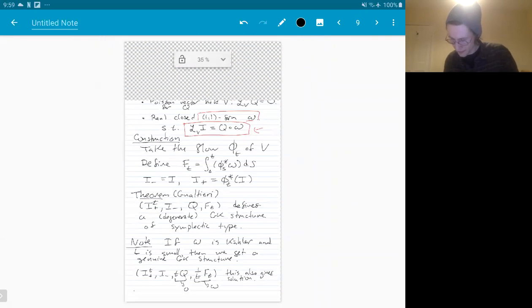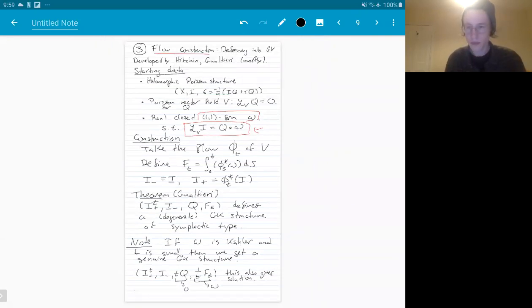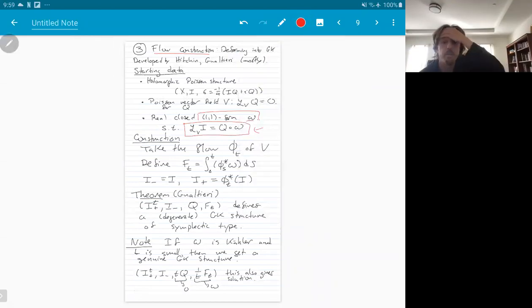What do I mean? What I was saying is that, since at time 0 the two complex structures are the same, it would just be Kähler if you start with symplectic type.